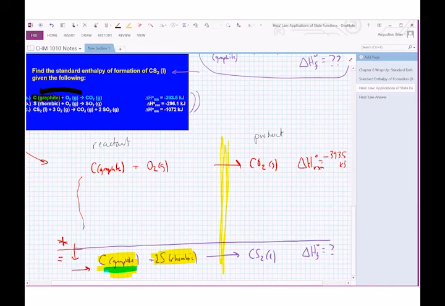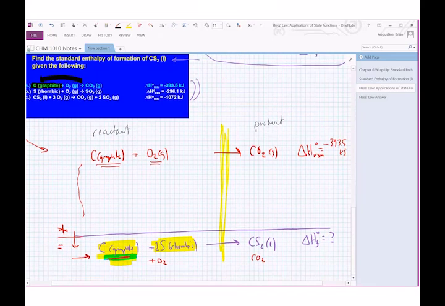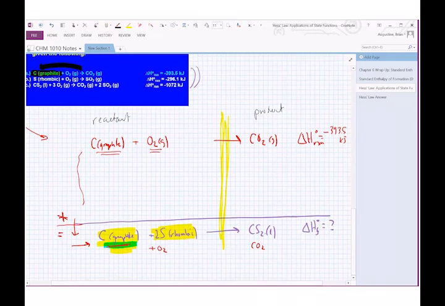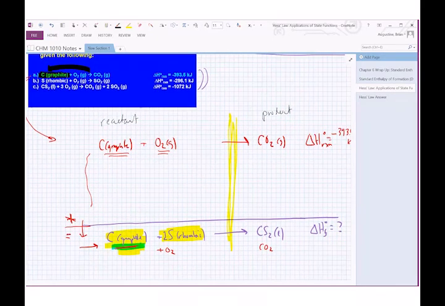So right now, I've got graphite on the reactant side, graphite on the reactant side. I've got oxygen on the reactant side. Don't have it in my final equation. And I've got CO2 on the product side. And you might be saying, well, there's no CO2 here. Why? How's that helpful? All right, we're not done yet.